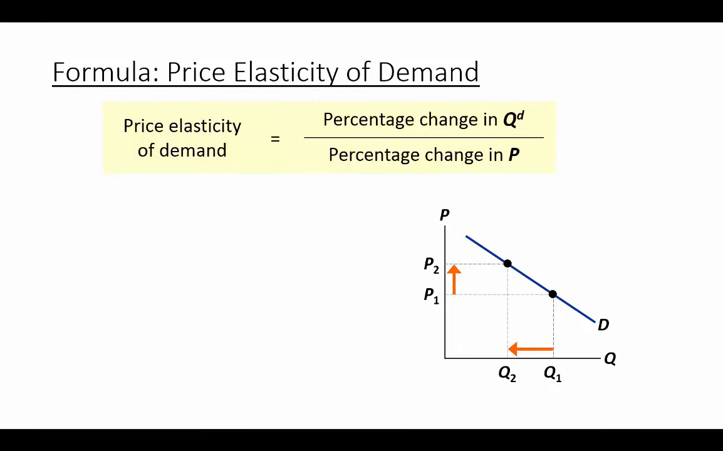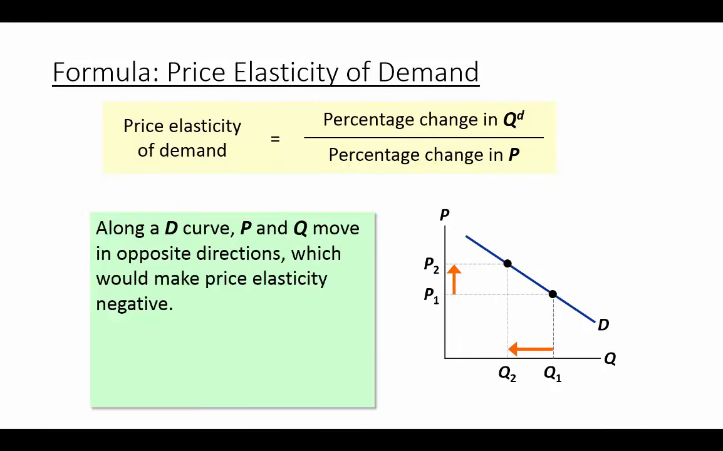So we're looking at a typical demand curve. Price goes up, quantity goes down. Price elasticity, therefore, is always negative. Price is going up, quantity is going down, that means the numerator is negative. Or if price is going down, quantity is going up, that means the denominator is negative. So price elasticity is always negative.